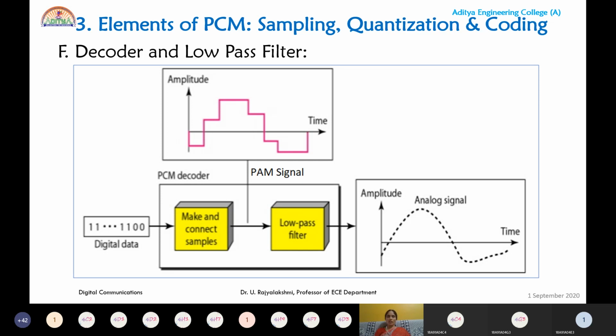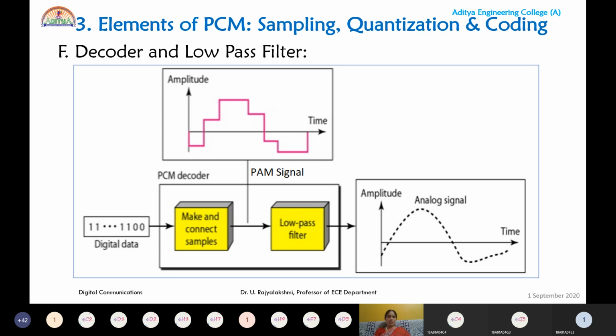Okay, so is it clear to everyone? What is the importance of the decoder and low pass filter here? What is the first step of the decoder? It divides the entire binary sequence into frames, or a certain number of samples, in such a way that each sample consists of n number of bits. Each frame value will be converted into an analog voltage, and the same voltage will be held till the next sample arrives.